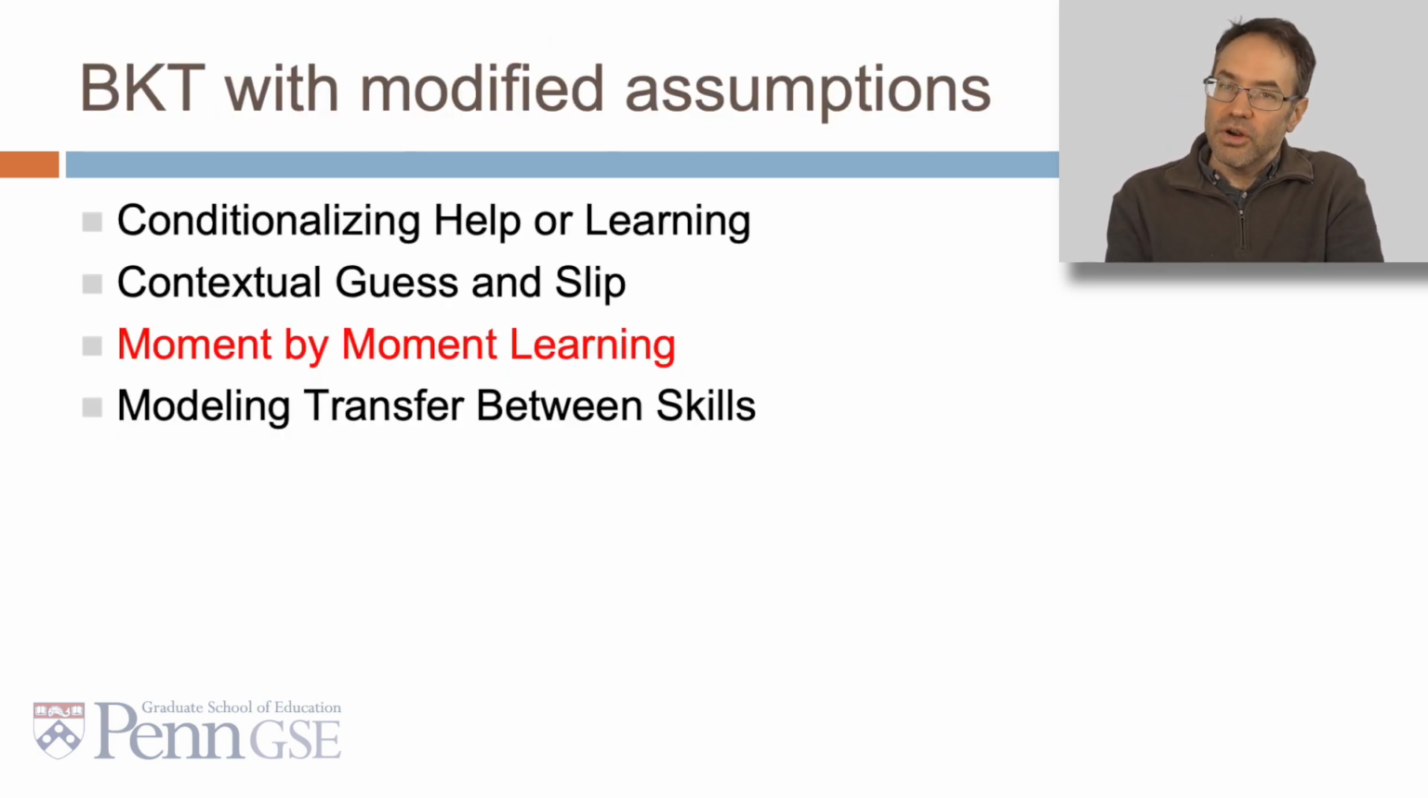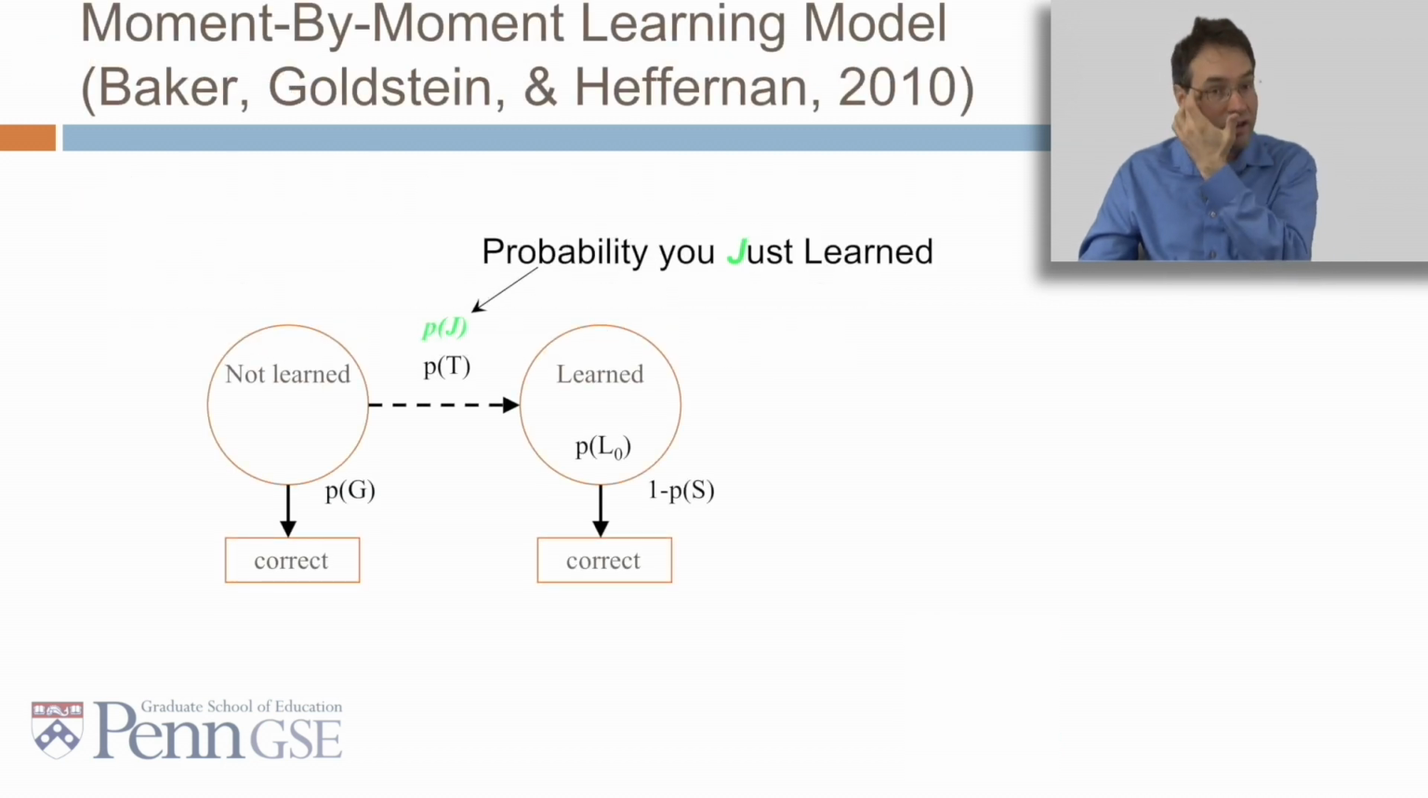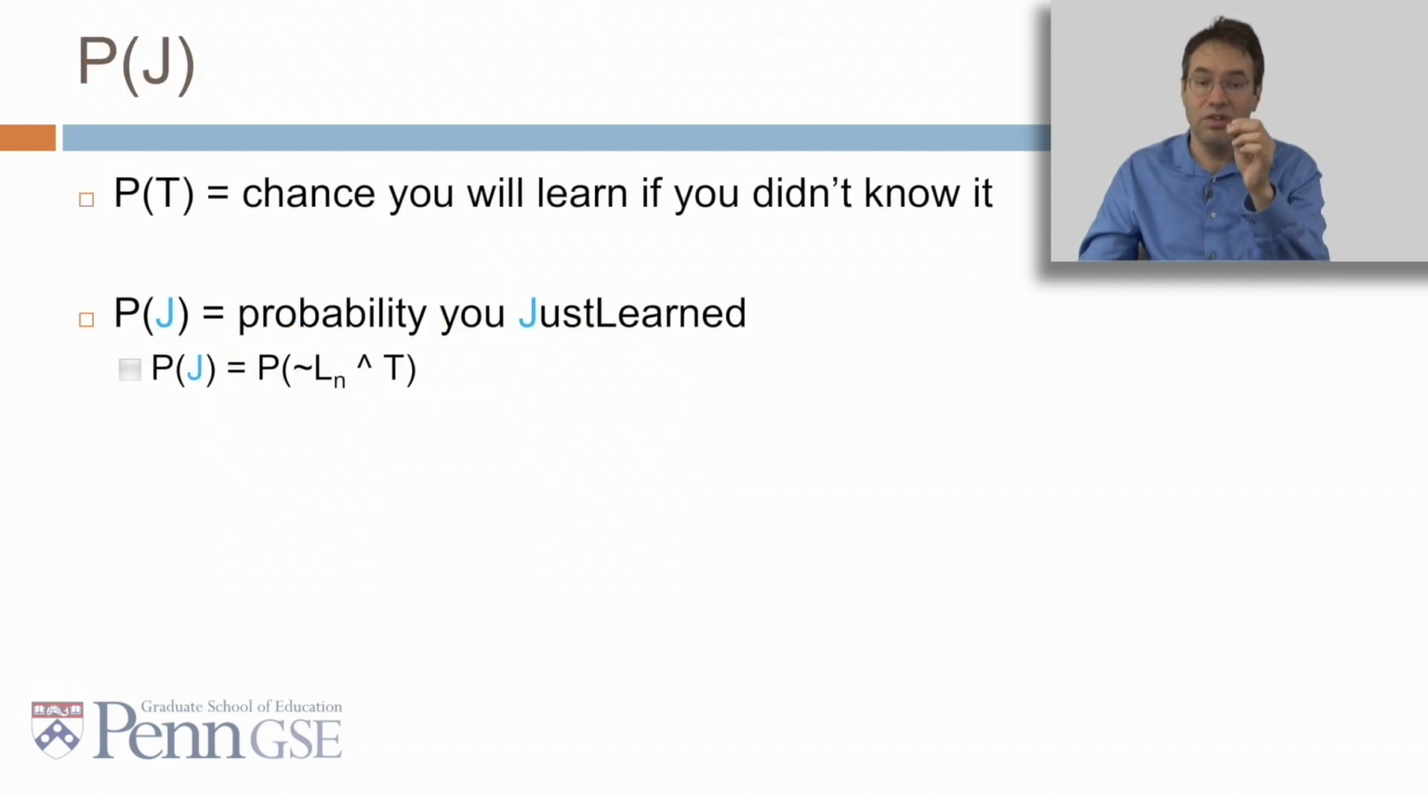discussing a third way to modify the assumptions of BKT, which is moment-by-moment learning. The moment-by-moment learning model, as published, takes Bayesian knowledge tracing, and it doesn't actually try to substitute any of the 4 parameters. It just adds a variant parameter for P of t, the probability you just learned. That's not quite the same as P of t. P of t is the chance you're going to learn if you didn't know it already. P of j is the probability you just learned. Or in other words, it's the probability that you didn't know it and then you learned it. Not quite the same thing, although it's quite related.